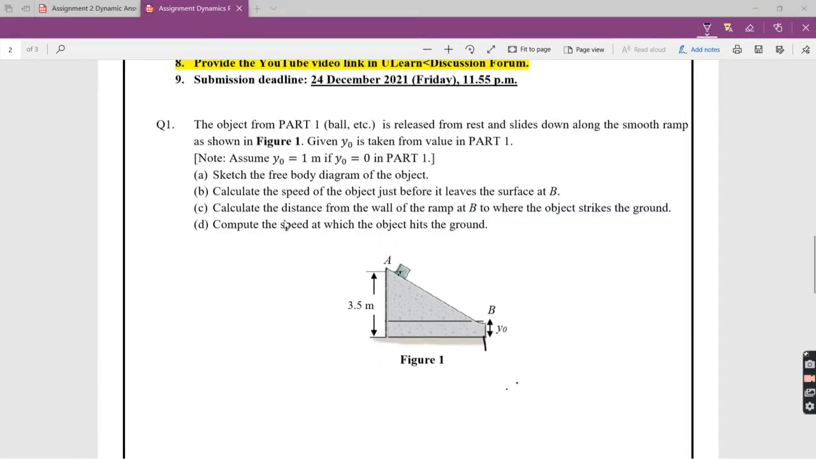We will continue with question 1C. The question is to calculate the distance from the wall of the ramp at B to where the object strikes the ground. So from the figure here, we have to calculate the distance of the object from here until the object reaches the ground.